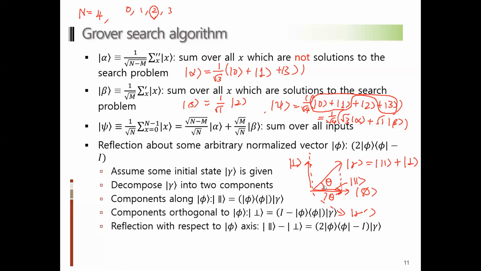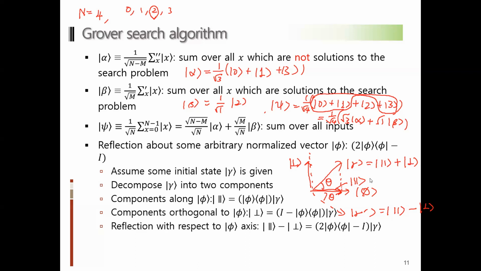If you look at this geometry, it is obvious that the reflected vector should be expressed as the parallel component minus the orthogonal component. So geometrically it is obvious. How can we implement it mathematically? The first thing is to find the parallel component. How can we find it? By using the projection operator. Here I assume that phi is already a normalized vector.